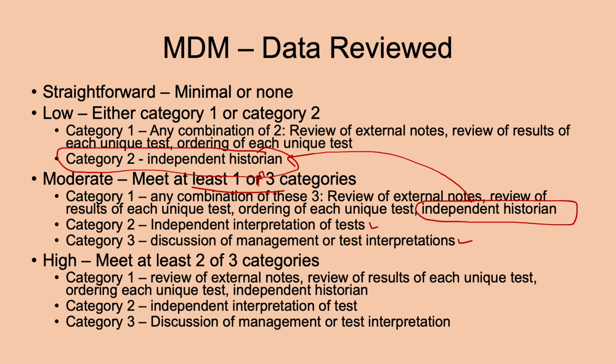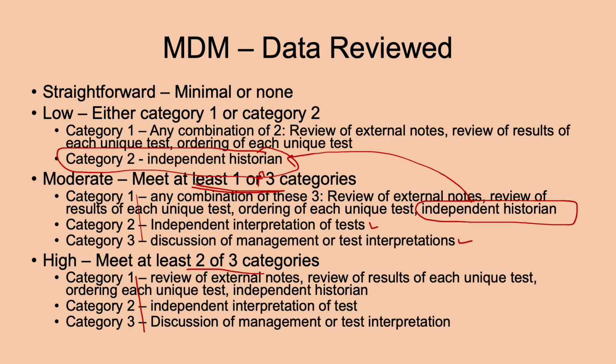Now, high has the same categories as moderate, but the difference is, for moderate, you only have to meet at least 1 of the 3 categories. For high, you have to meet 2 of these 3 categories.